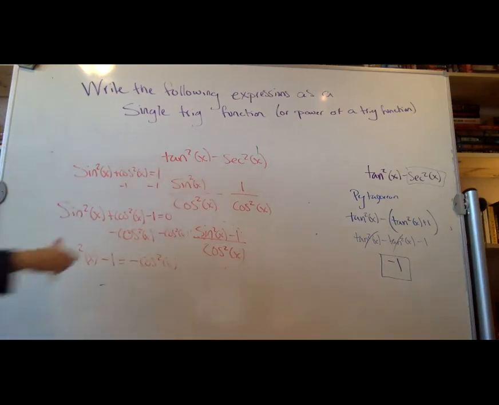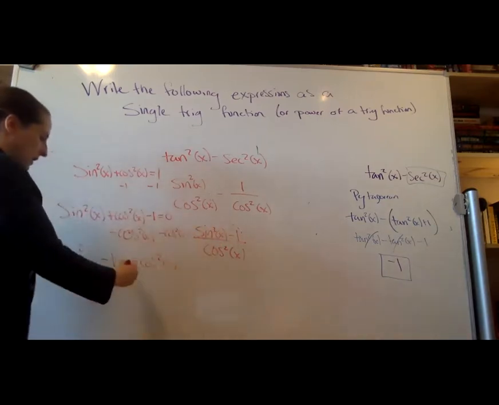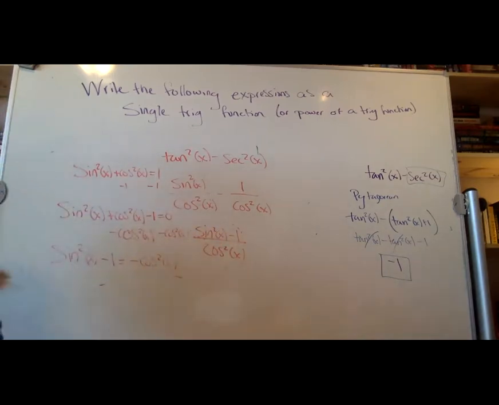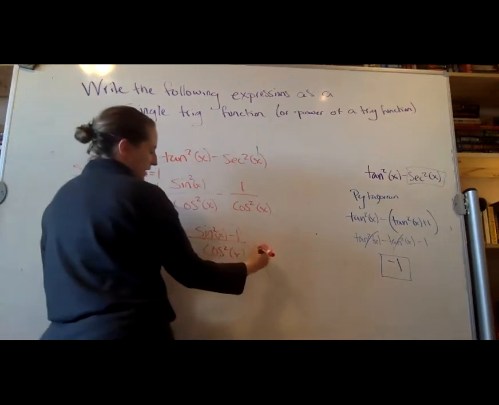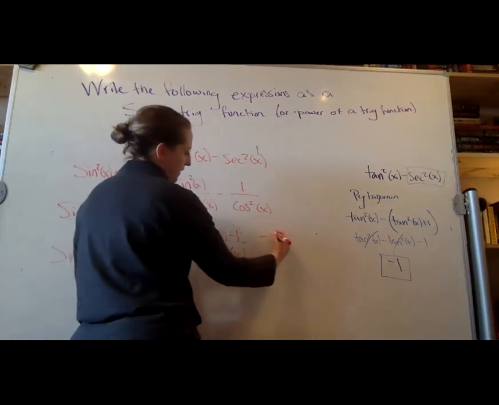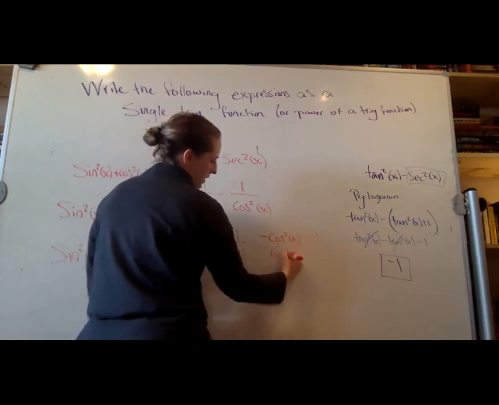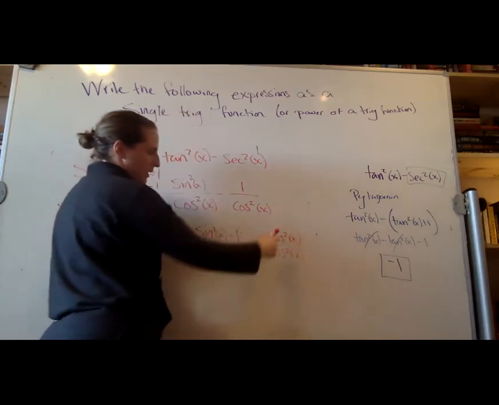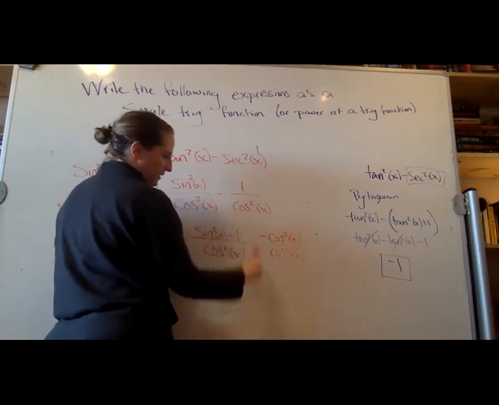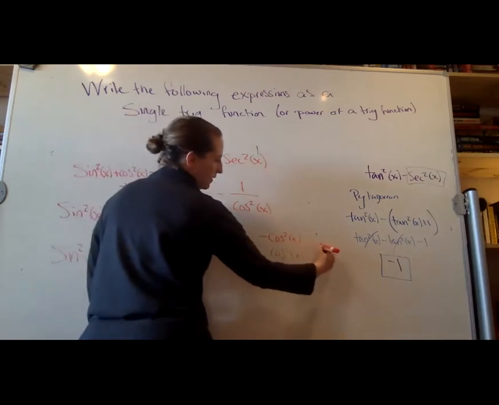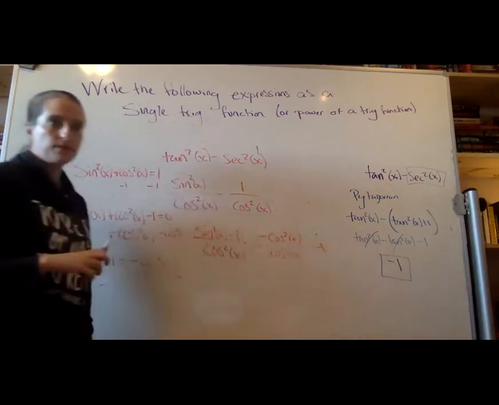Now I can replace this sine squared of x minus 1 with negative cosine squared of x. So sine squared of x minus 1 over cosine squared of x becomes negative cosine squared of x over cosine squared of x. Cosine squared over cosine squared cancels, and I'm just left with -1. Same thing we got over there.